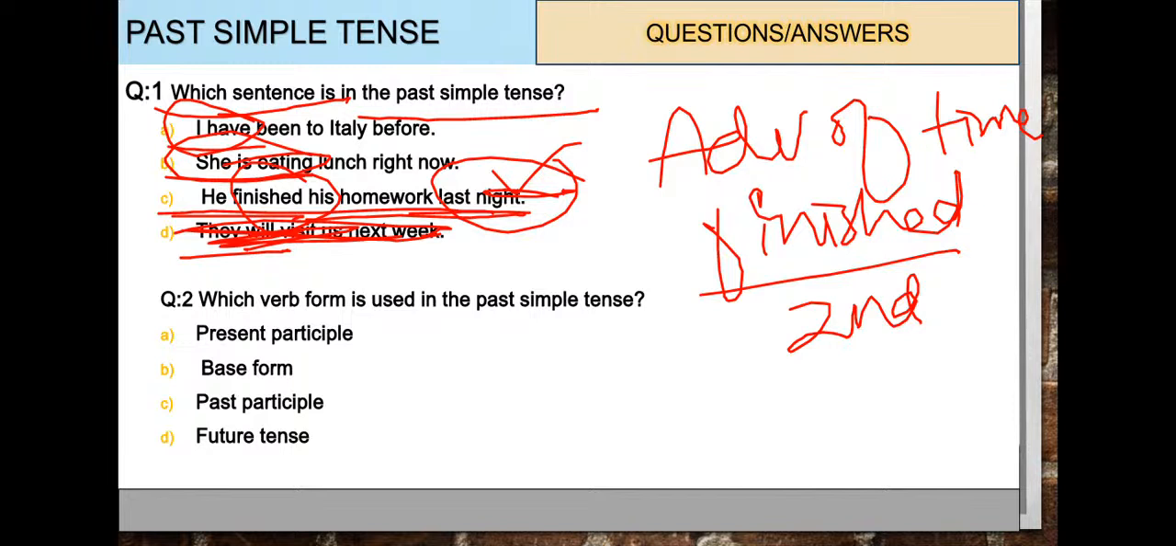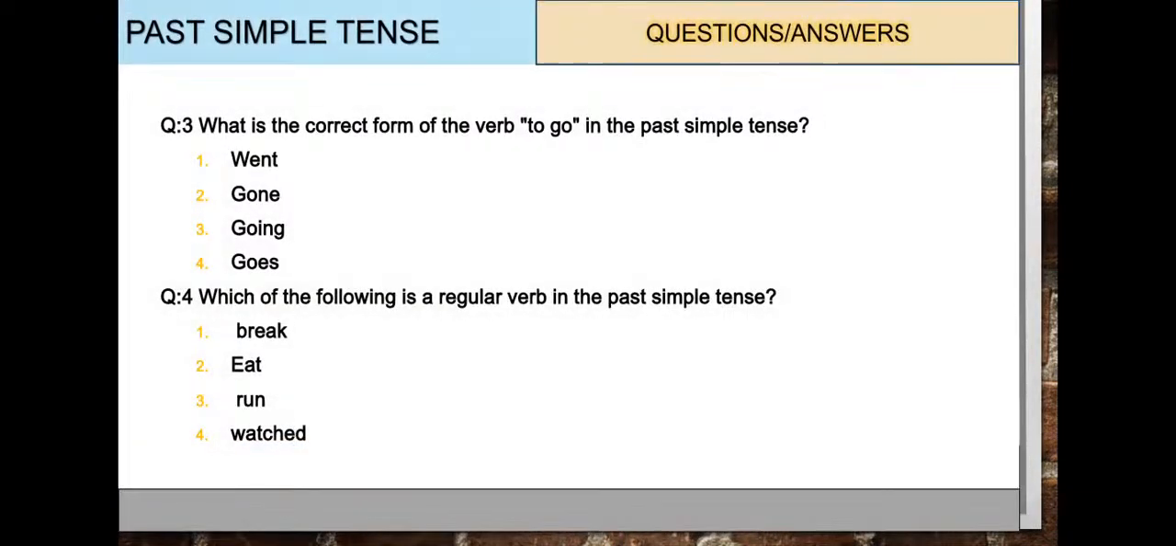Which verb form is used in the past simple tense? So simple, we are using the second form. Mainly we call it past participle. Present participle is maybe third, future, and then base form is actually the first form. Past participle means the second form. Okay, not a difficult question, so it was simple, but a little bit typical.